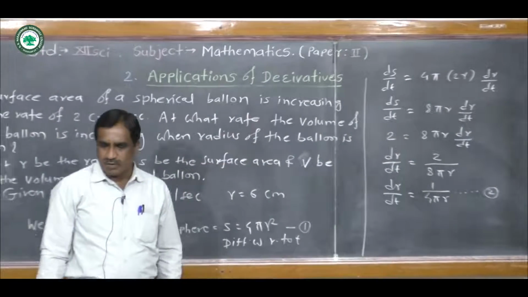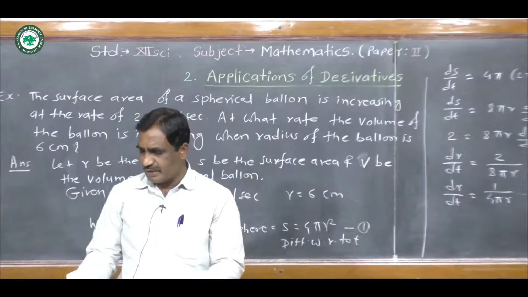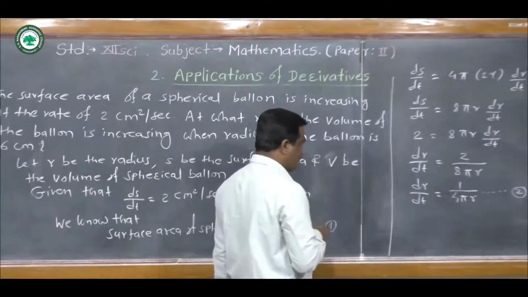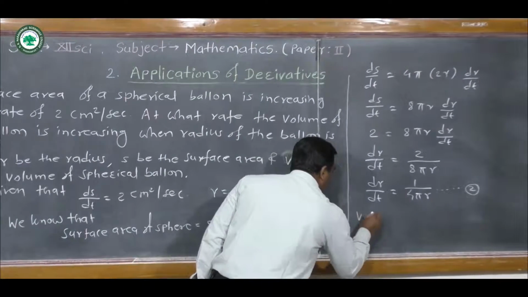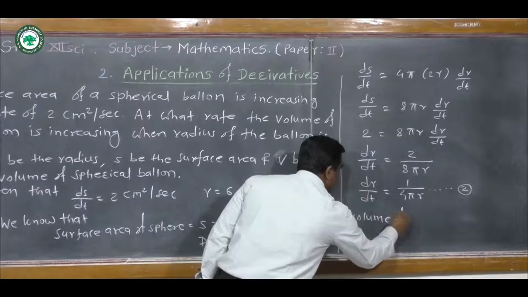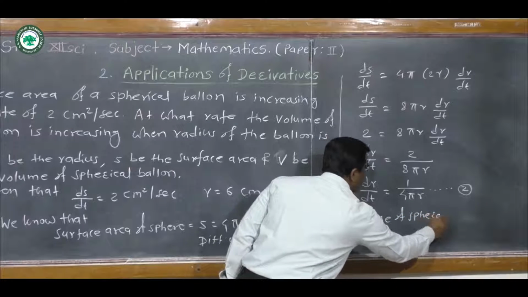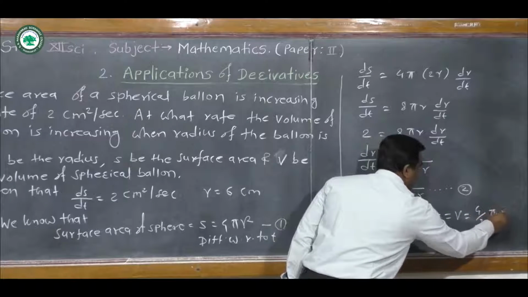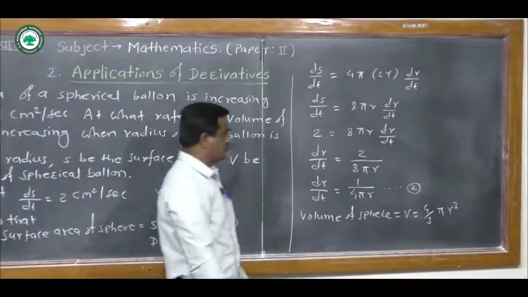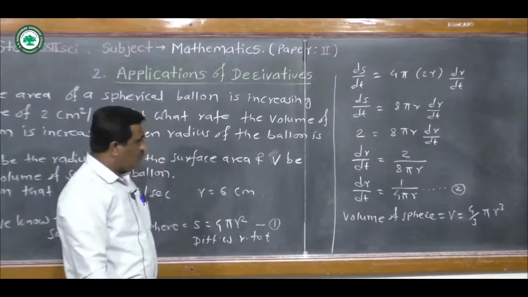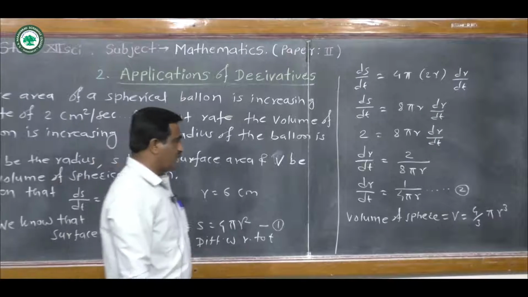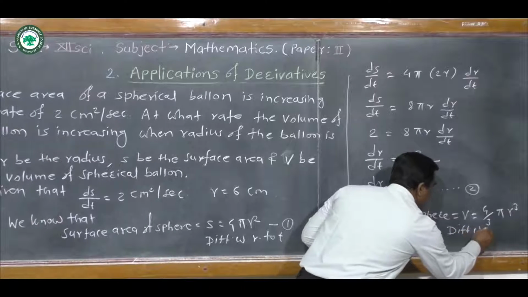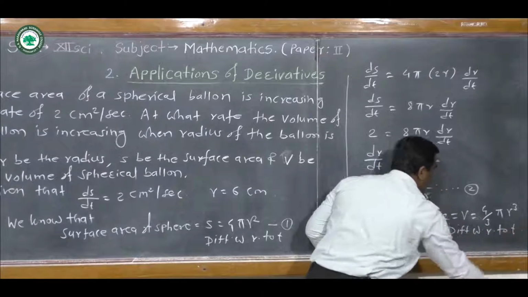Now you also know that the volume of a spherical balloon, the volume of a sphere, is V equal to 4 upon 3 into π into r cubed. This is the volume of the spherical balloon. Now differentiate this equation with respect to t.